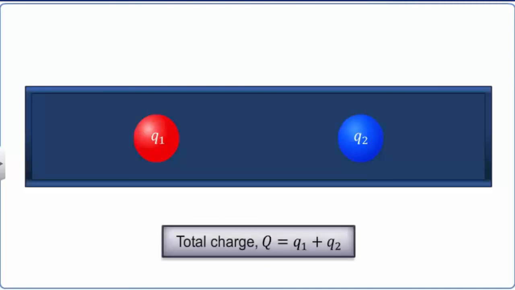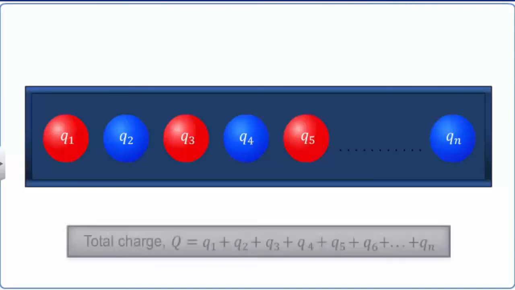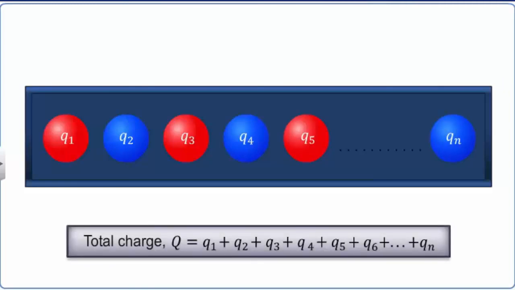Let us illustrate this with an example. Consider a body carrying a charge, say Q1. We add another charge Q2 to this body. Now, the total charge on the body is the algebraic sum of both charges. That is, total charge Q is equal to Q1 plus Q2. Similarly, if a body carries n number of charges, Q1, Q2, and so on up to Qn, then the total charge on the body Q is equal to Q1 plus Q2 plus Q3 and so on till Qn.